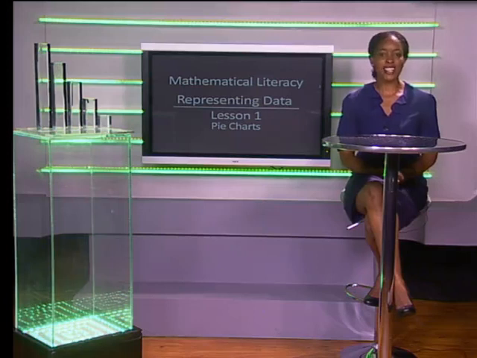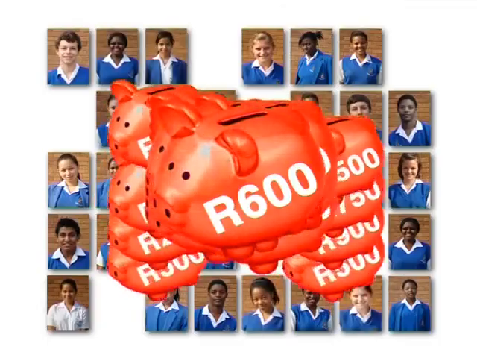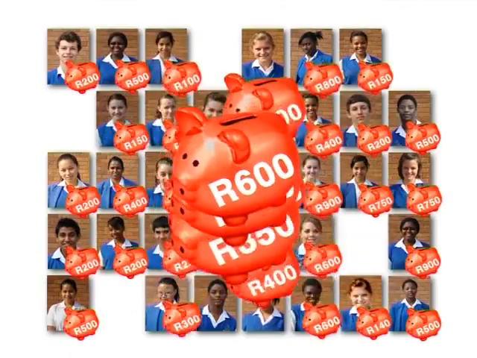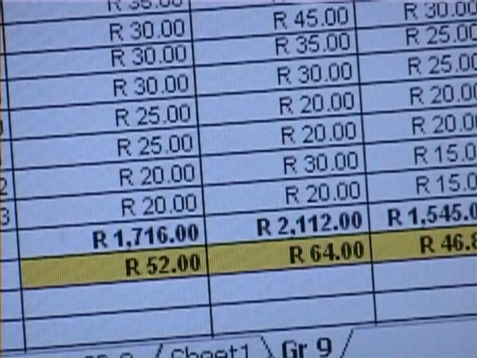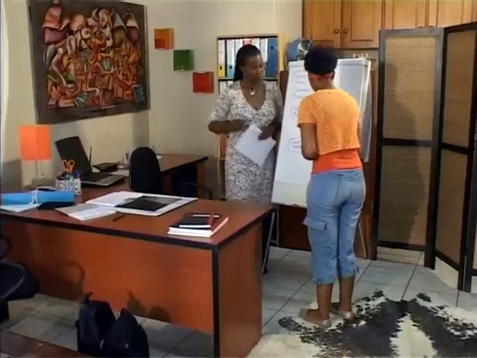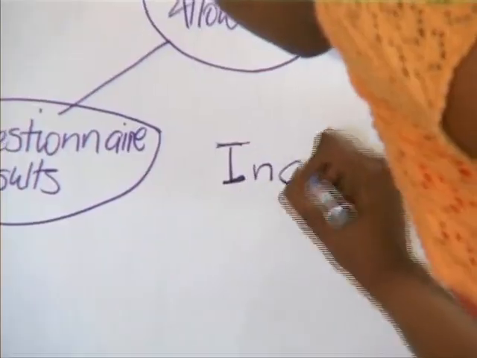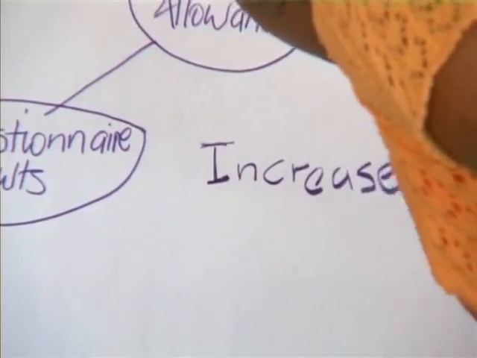Hello grade 10s. In a moment we will be joining Lebo as she continues her data handling journey. Lebo has been gathering data about her classmates' monthly allowance and spending habits so that she can justify an increase in her monthly allowance. She asked her teacher for assistance in displaying her personal budget on a pie chart.